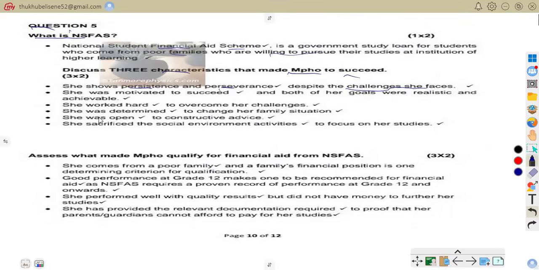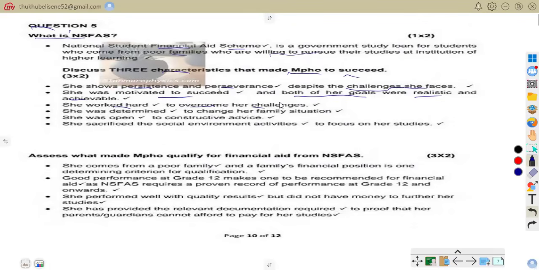She was motivated to succeed, and her goals were realistic and achievable. So, motivation and goal setting of Mpho. She had realistic goals and stayed focused on achieving them. Her goal was to pass grade 12 and attend university, and she did exactly that. She achieved her goals. She was able to realize her dreams. She worked hard to overcome her challenges. Hard work and determination that she pursued.